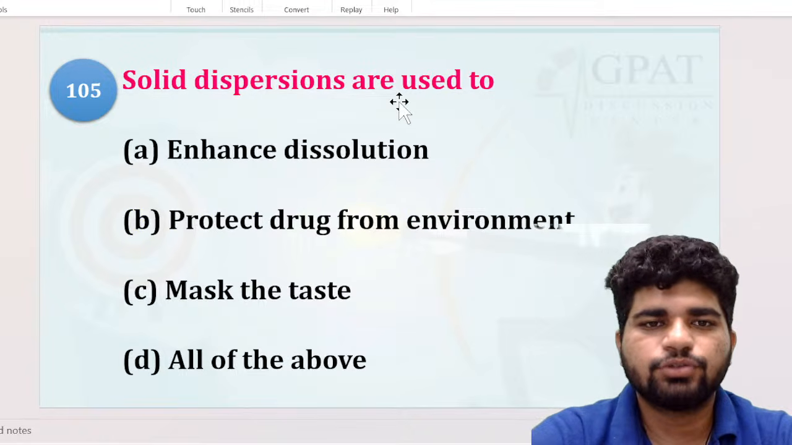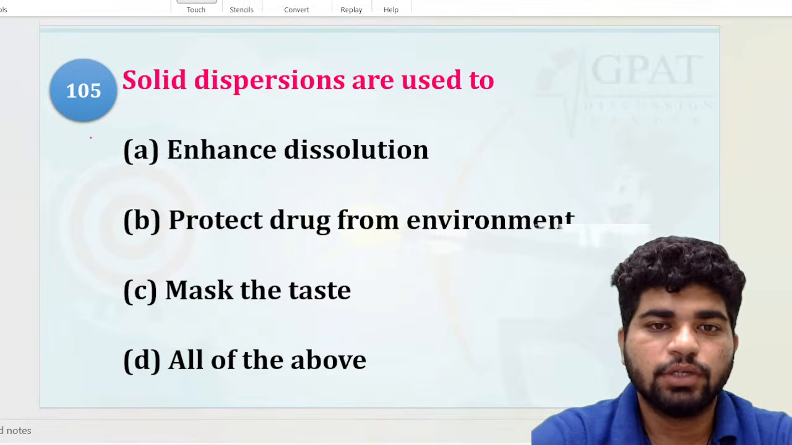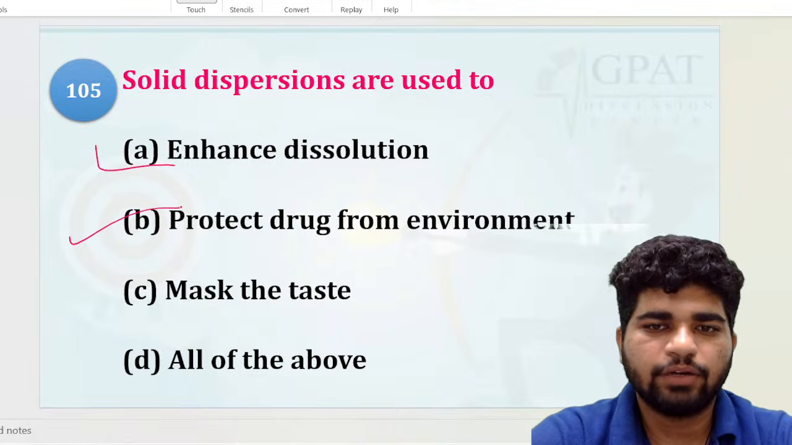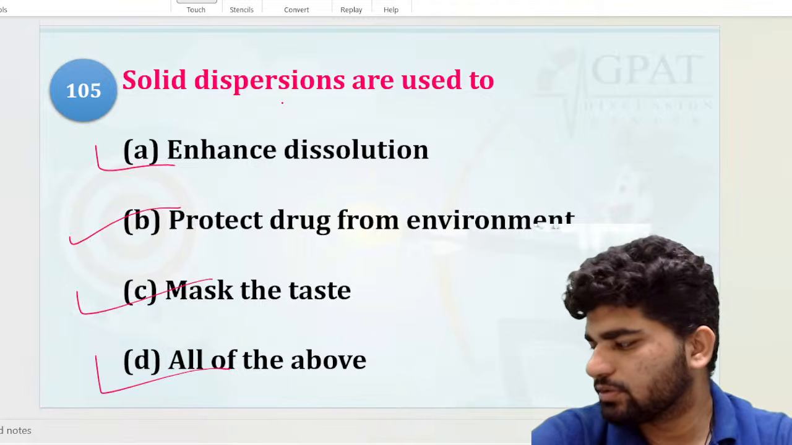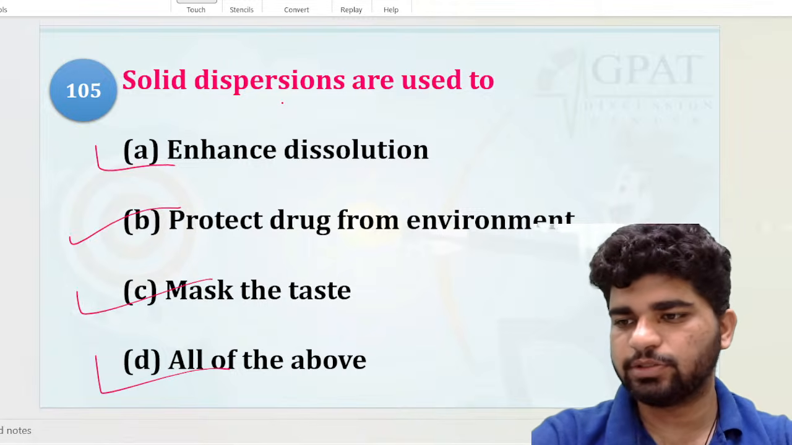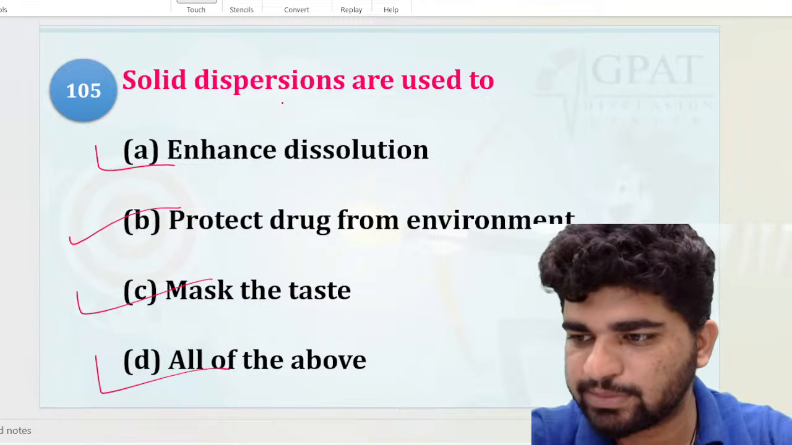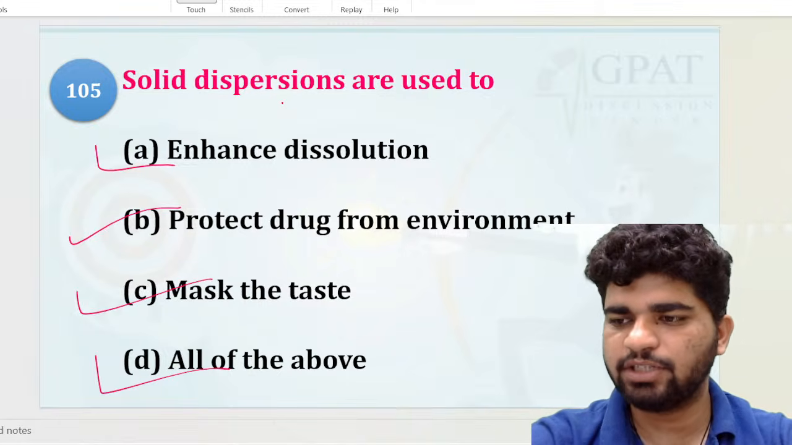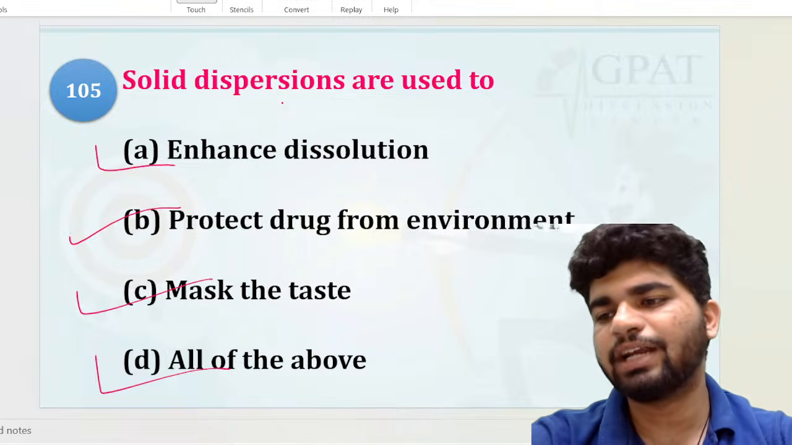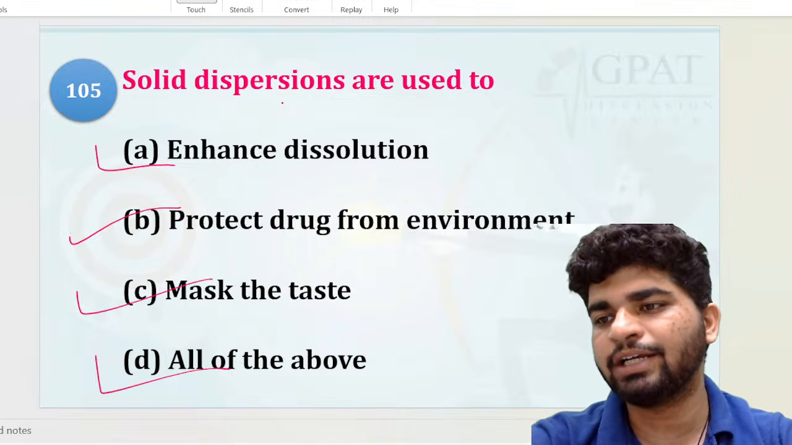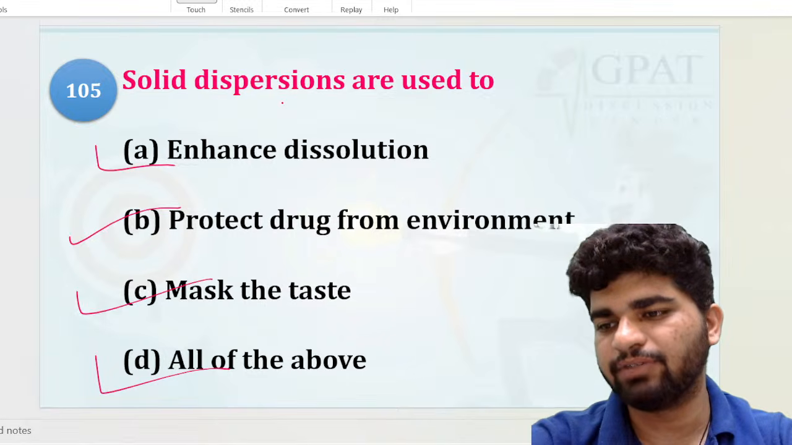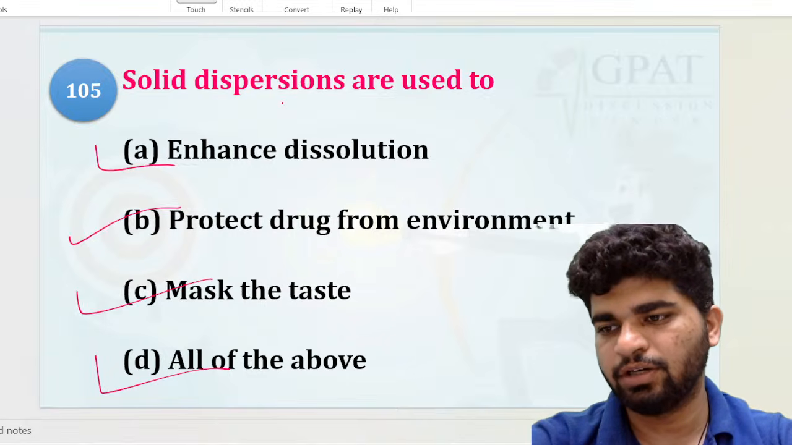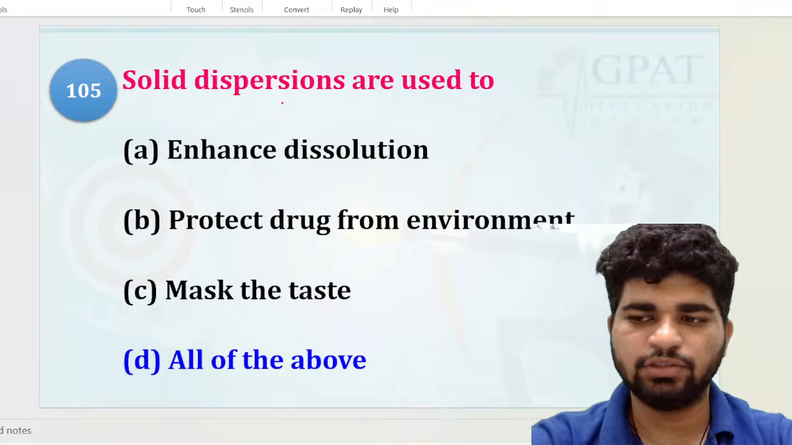Solid dispersions are used to enhance dissolution, protect drug from environment, mask the taste, or all of the above. Solid dispersions. Yesterday's paper explanation. We are doing the paper explanation on alternate days. Not that one. That is your all of the above.